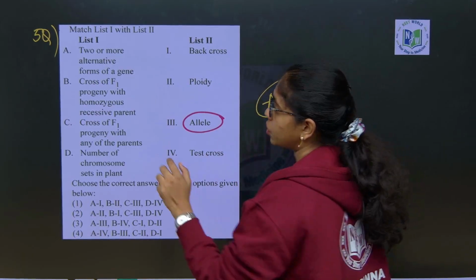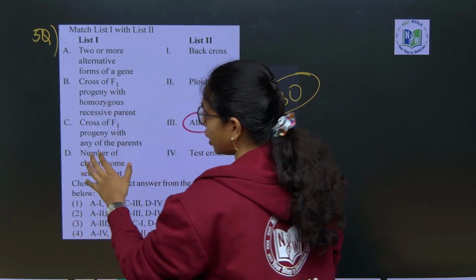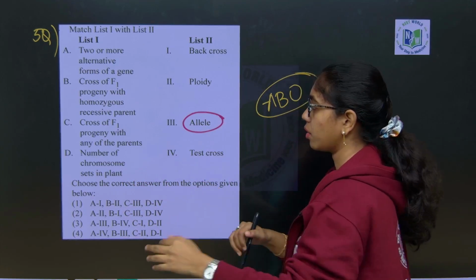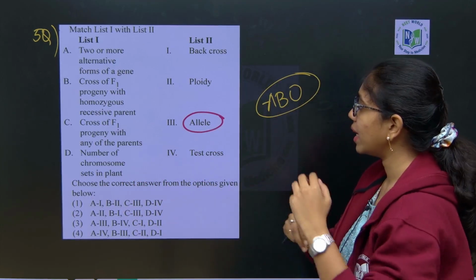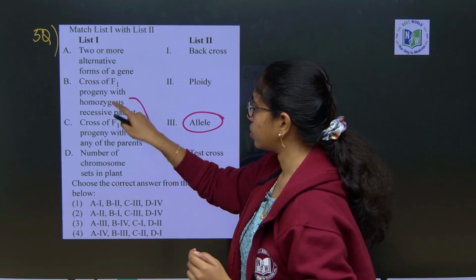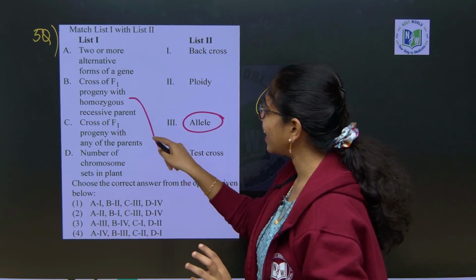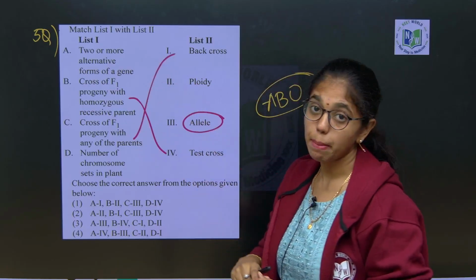Okay. Next, cross of F1 progeny with homozygous recessive parent is called test cross. Cross of F1 generation with any parent is called back cross.